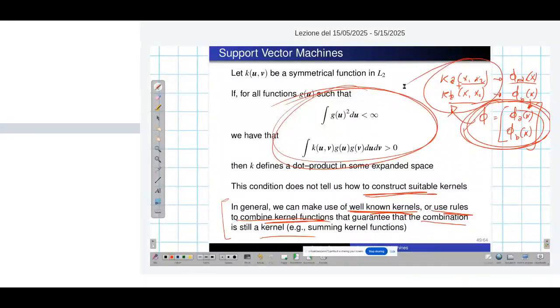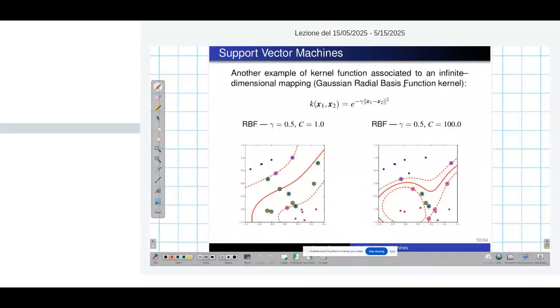So there are rules. Typically, we will restrict to kernels that are well known. For us, well known will be the polynomial one that we just discussed, and another kernel called the radial basis function kernel. It is general enough in the sense that it allows us to obtain decision rules that can grow arbitrarily complex as we increase the size of the training set. So the complexity will increase with the size of the training set.